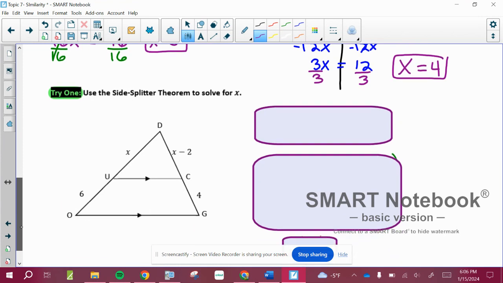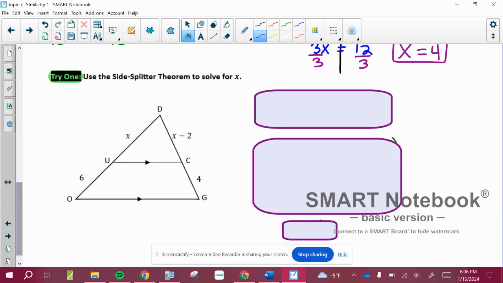So you go ahead and try this third example. Start by setting up a proportion using the side splitter theorem. You know, these are your parallel sides. So U is splitting the left side into two parts. C is splitting the right side into two parts. So go ahead and set up your proportion.